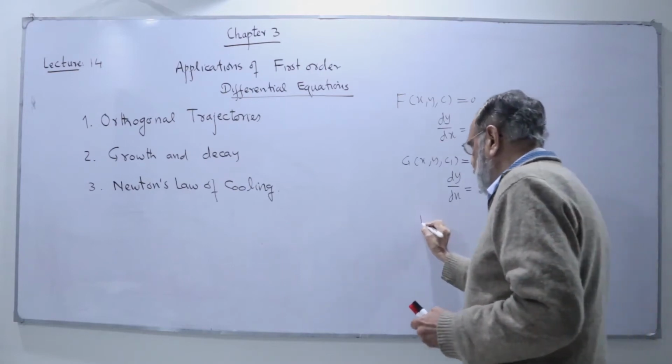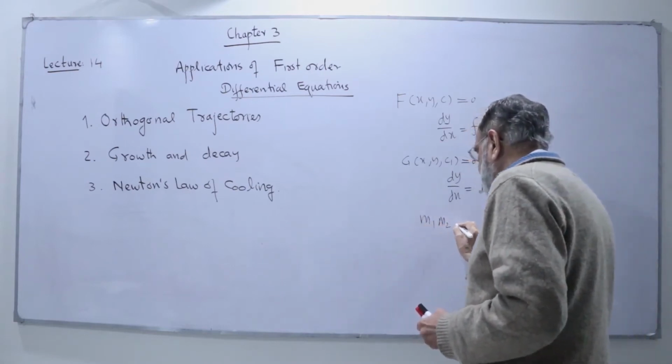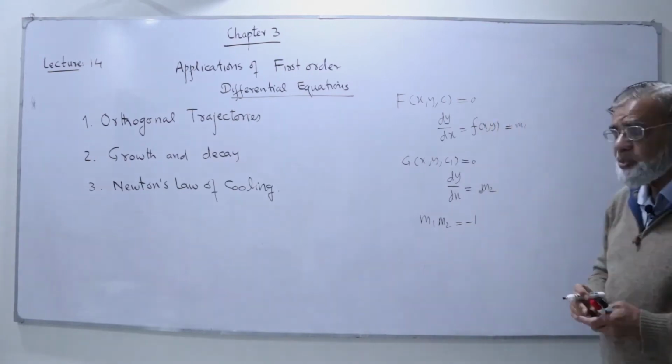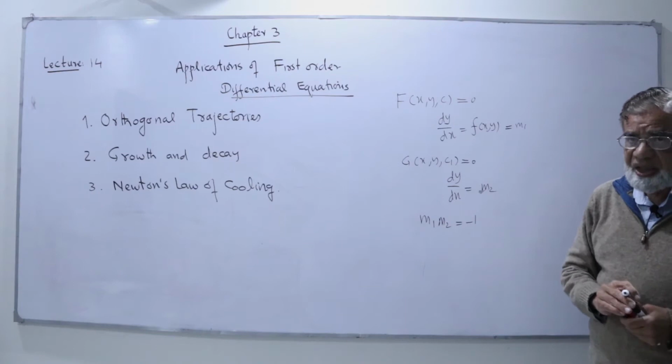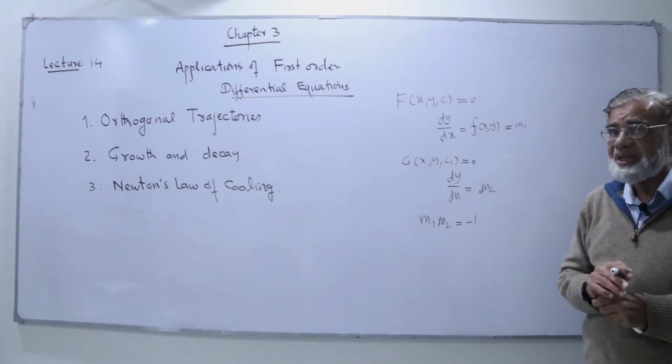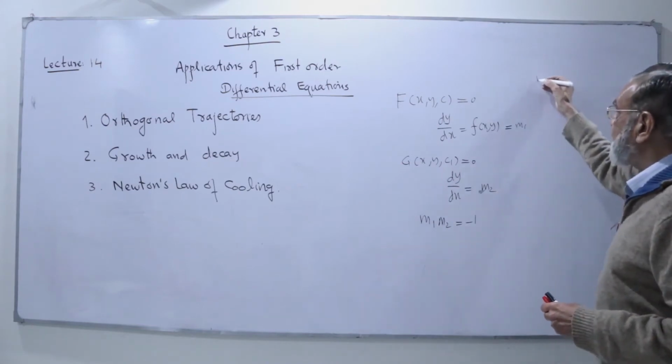I say if I have this slope m1 into m2 and the product of this slope is minus 1, it means these two slopes, two tangents, are orthogonal. If they are orthogonal at every point of the intersection of the curve, we say this is an orthogonal trajectory. I take an example for this one.